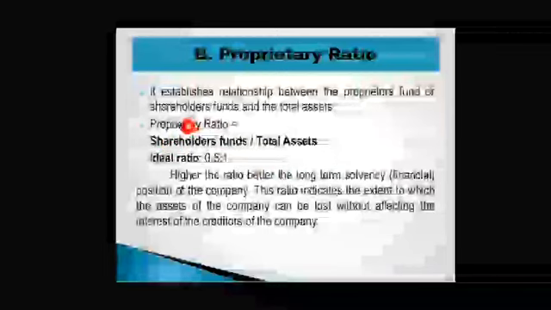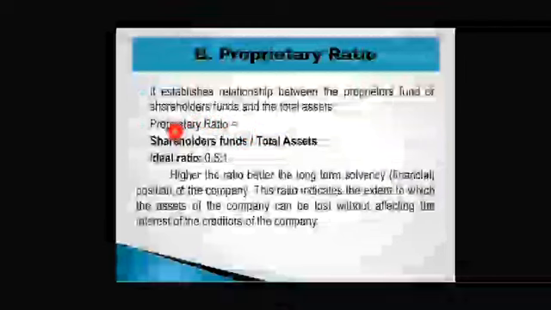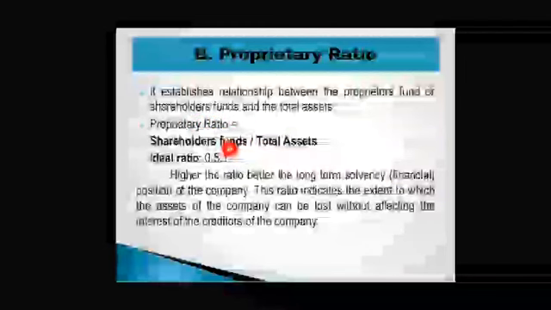So the proprietary ratio or equity ratio equals shareholders' fund divided by total assets. Shareholders' fund is equity plus preference shareholders' capital, etc. Total assets is the value of the assets of the company. Always total assets should be more than shareholders' fund. Then the company is in a safety margin.